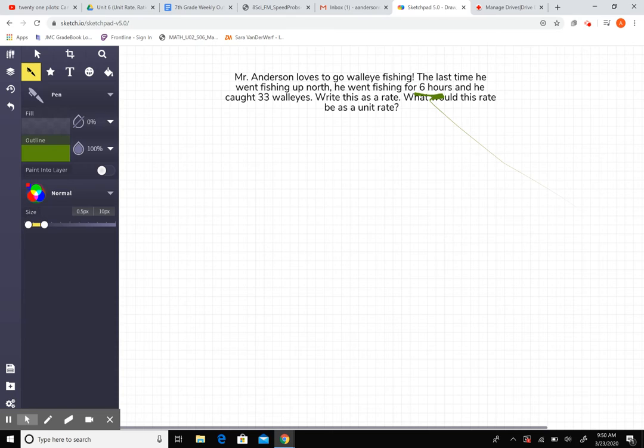Remember, we can write a ratio as a fraction. So this rate would be 33. I'm going to use the letter W to represent walleyes. 33 walleyes per. Remember that division bar or that fraction bar is like saying the word per 6 hours. Okay, and so now it's asking us, what would this be as a unit rate?